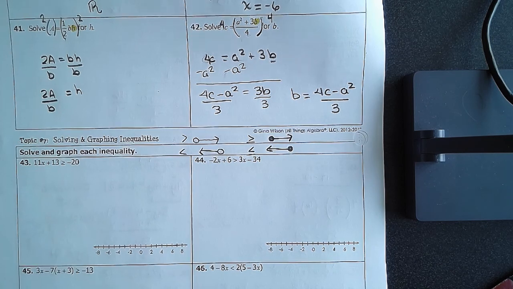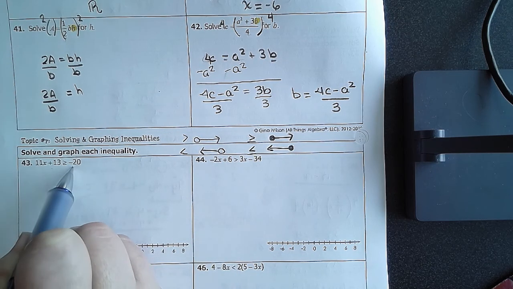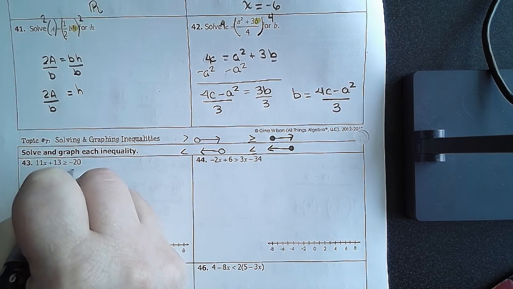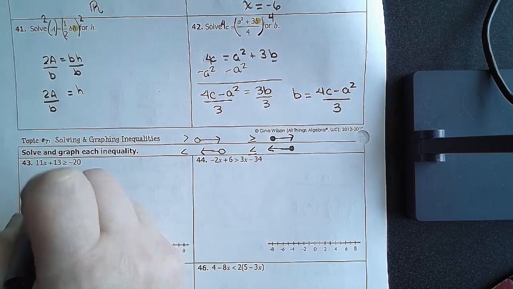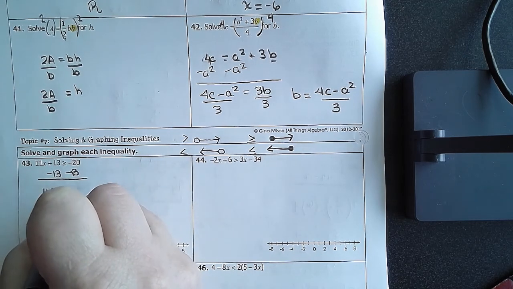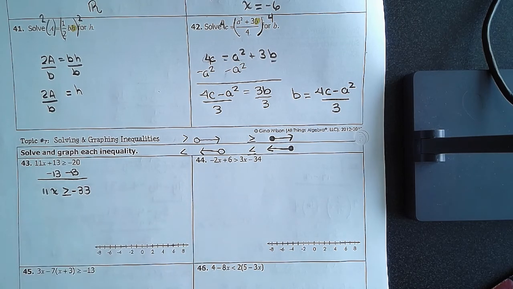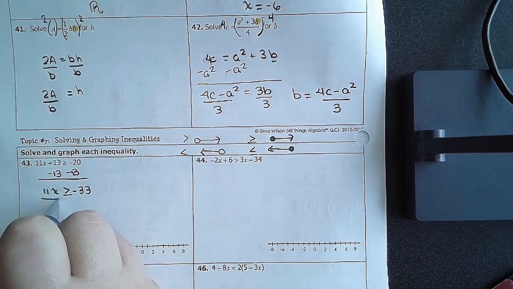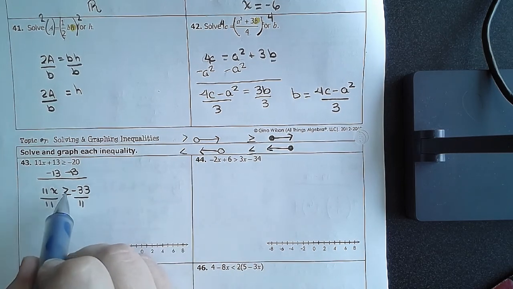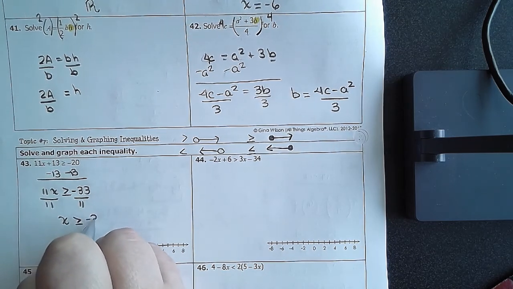All right. So what I'm going to do here is subtract 13 from both sides, which is exactly what I would do if I was solving the equation. So I subtract 13 and I get 11x is greater than or equal to negative 33. Now, since this number isn't negative, I can just divide by 11 and nothing else changes. If I divided by a negative number, though, this sign would flip. So this is x is greater than or equal to negative 3.